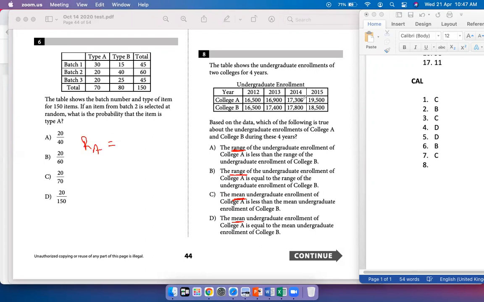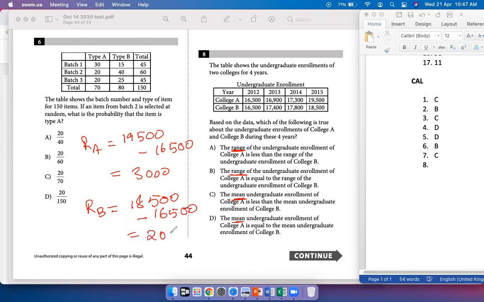What's the highest value? 19,500. And what is the lowest value? 16,500. So that's just 3,000 range for A, and range for B, the highest value is 18,500 and the lowest value is 16,500. So that's 2,000. So range for A is greater than the range for B, right?